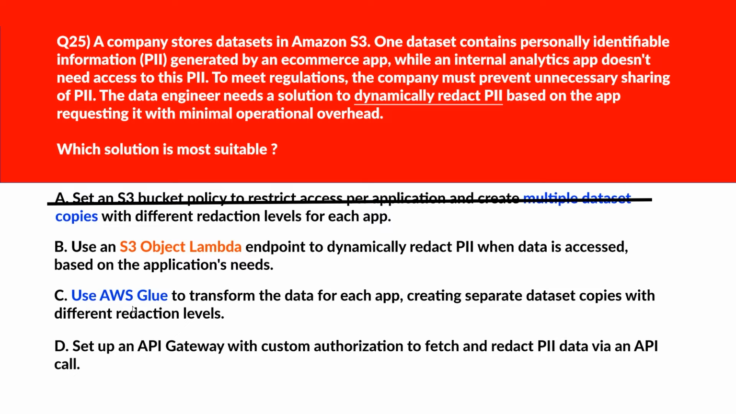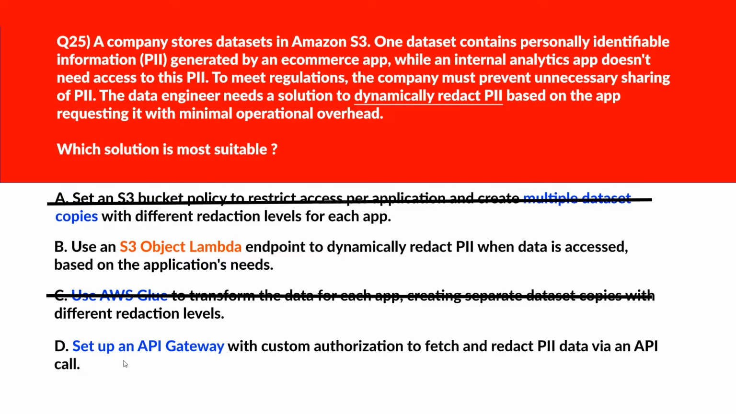C says use AWS Glue to transform the data for each app, creating separate dataset copies with different redaction levels. AWS Glue requires additional processing and management, which adds complexity. As per the question, we need to minimize operational overhead as well, right? So this is out. Let's move to D.